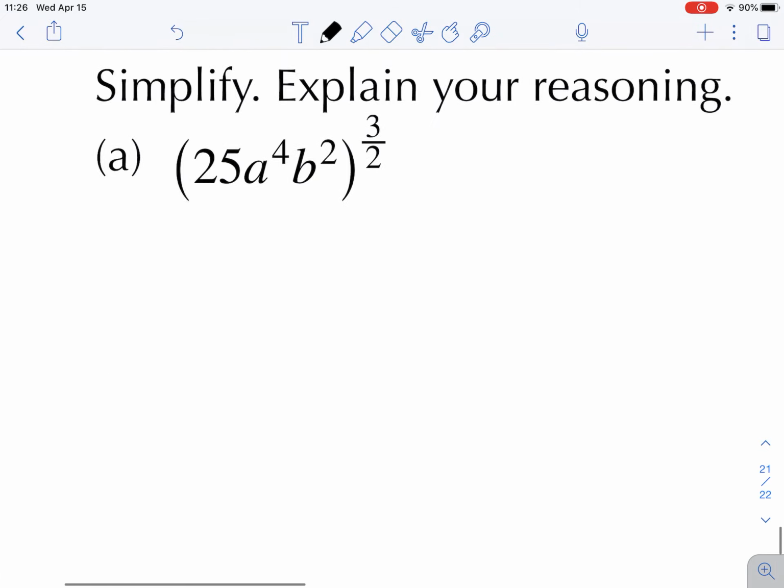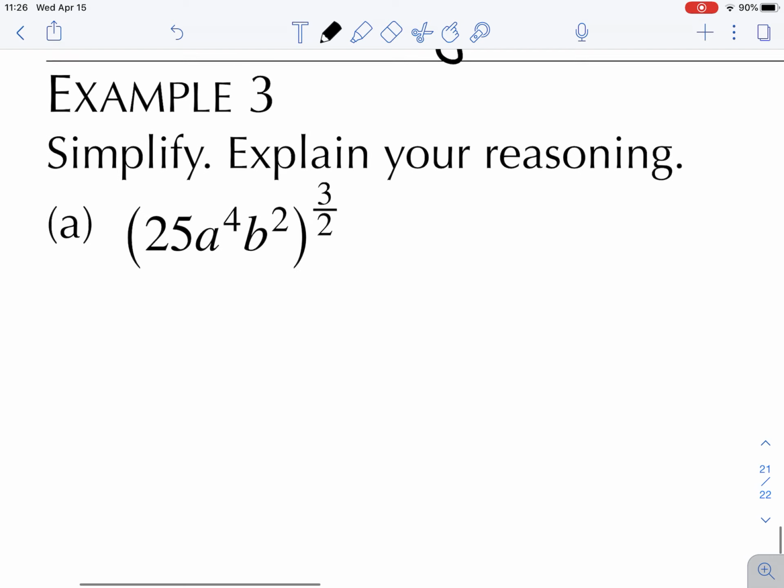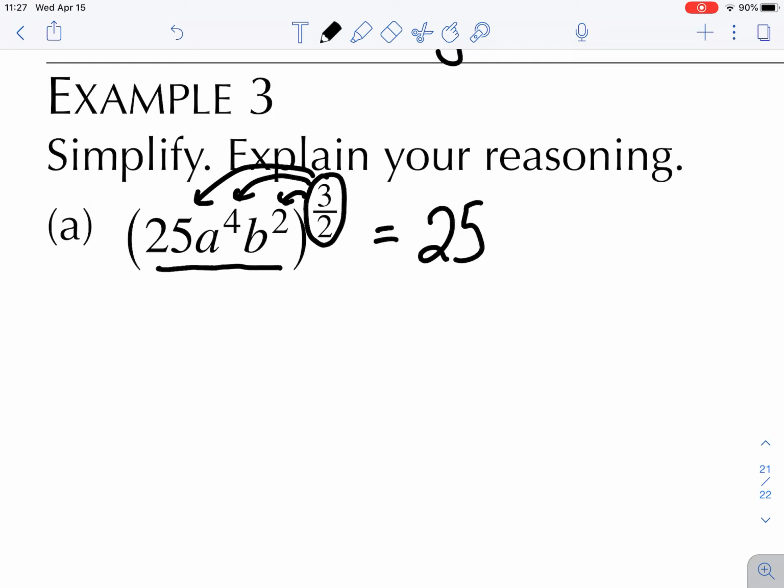All right, so let's take a look at example number 3. Simplify. Again, explain your reasoning. I'm explaining it to you orally. Now we have a whole term multiplied together. So a single term, everything's multiplied together. So we can take this power and multiply it by each one of these terms.